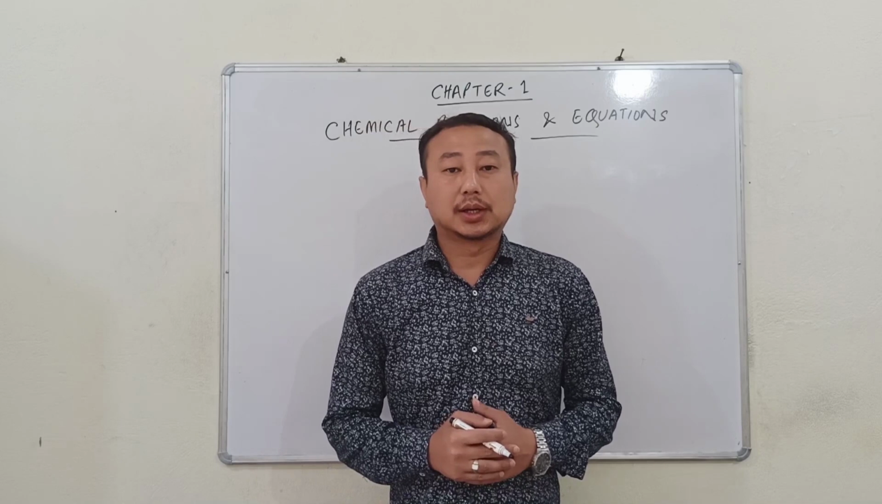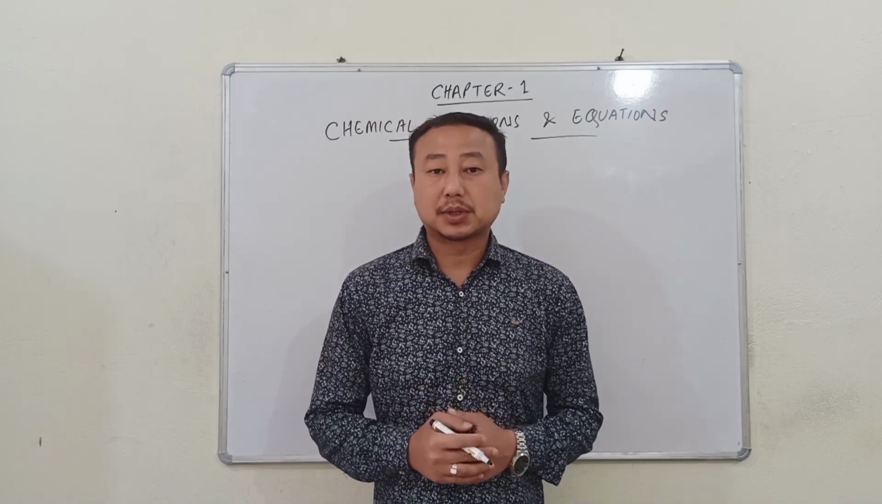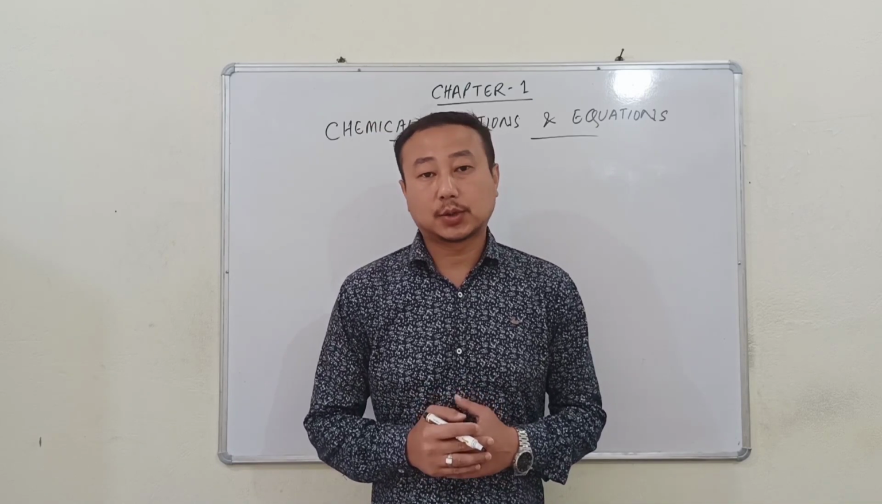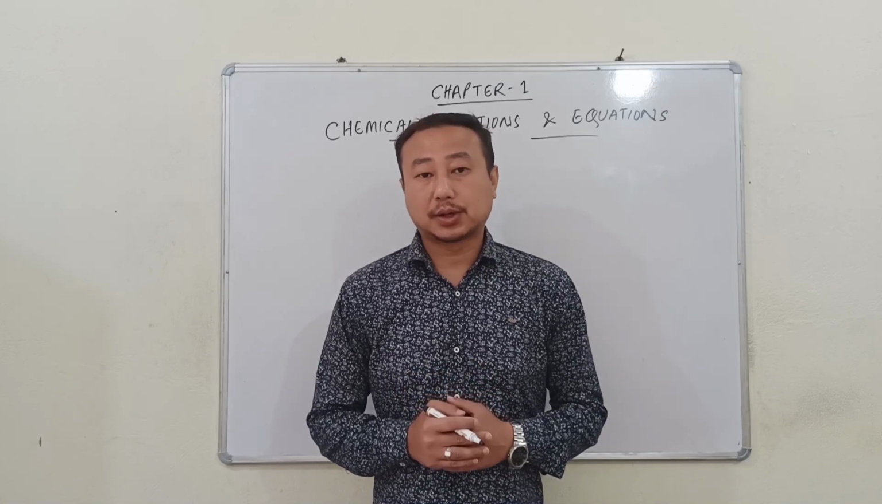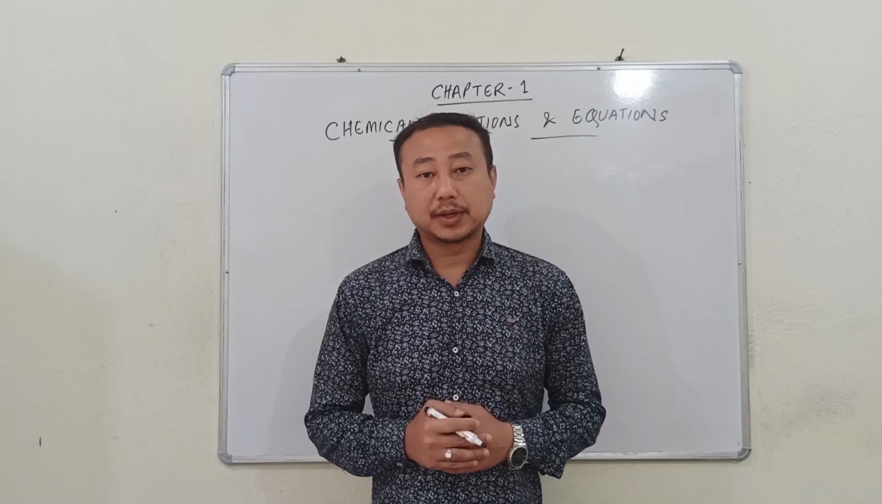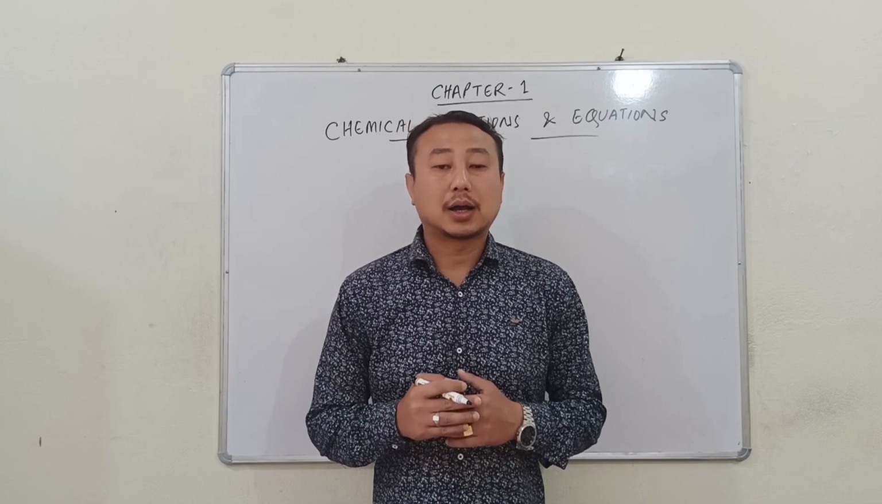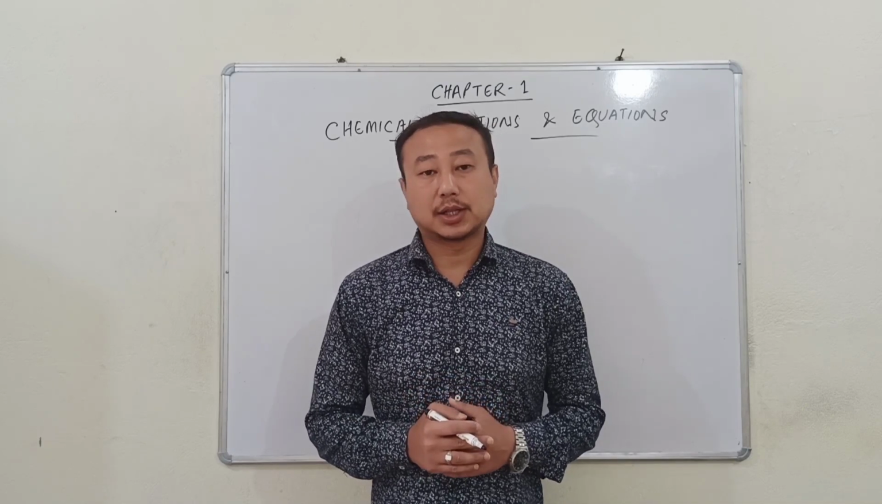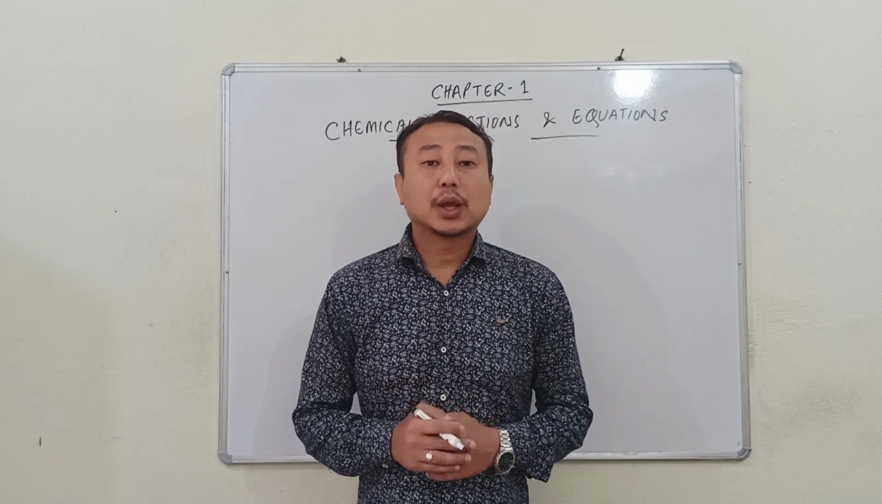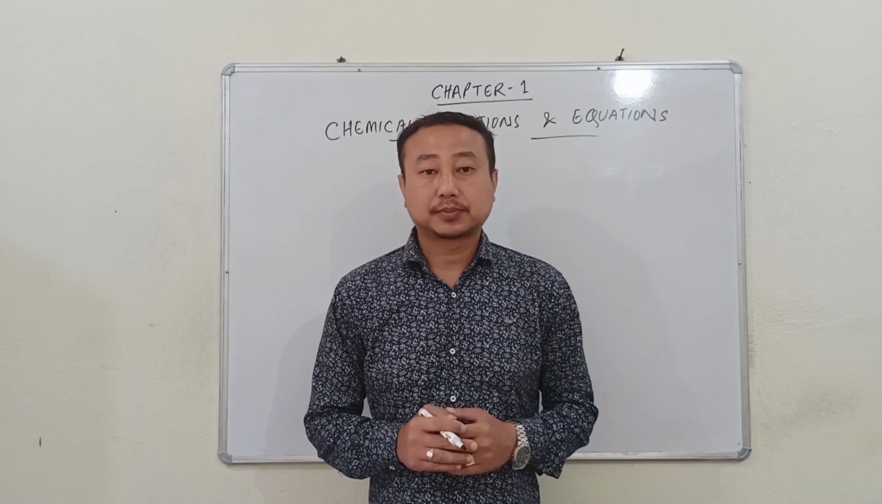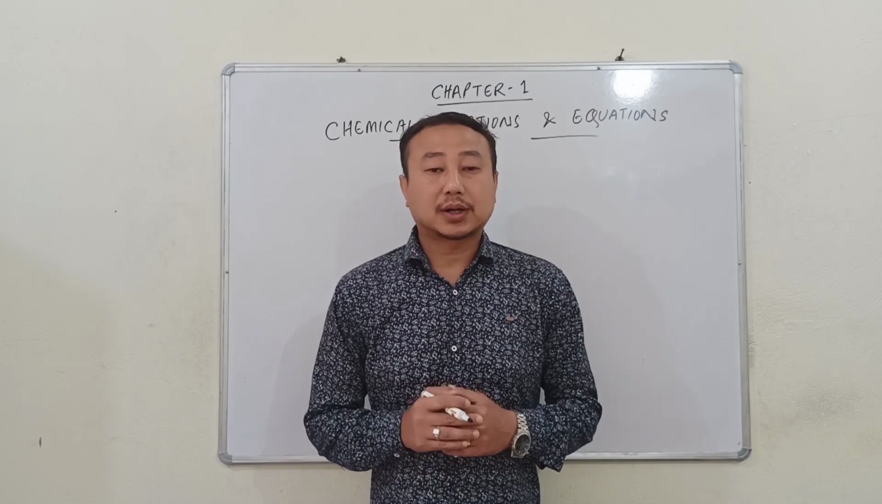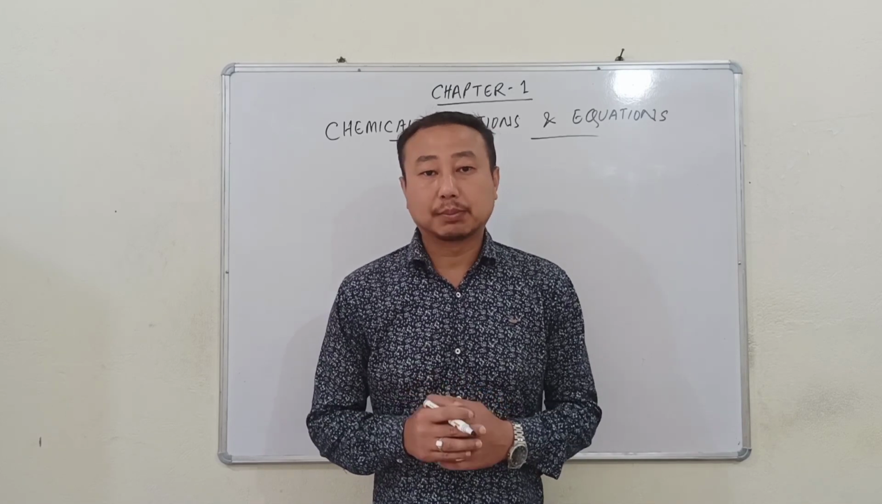Today we are going to take on the second part of chapter number 1, chemical reaction and equation. In the first part we had learned what is a chemical reaction, what is a chemical equation, and how to balance a chemical equation. Today we are going to learn about the types of chemical reactions. So let us see what are the types of chemical reactions one by one.